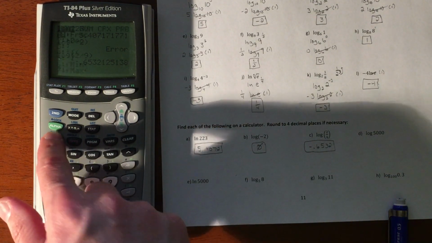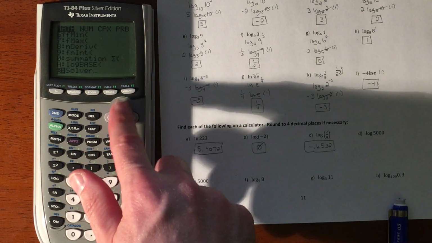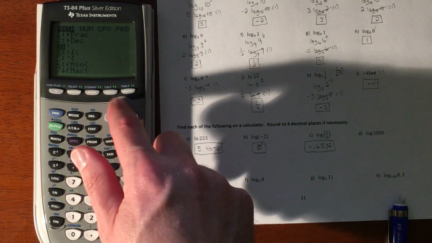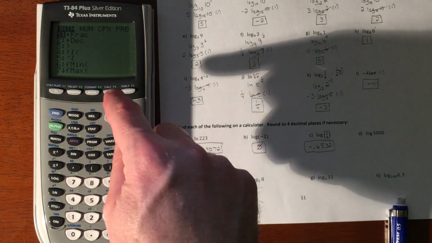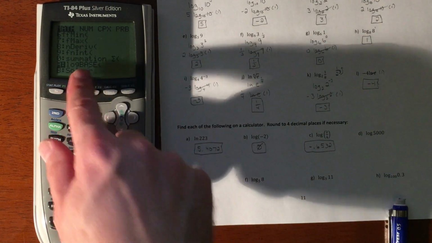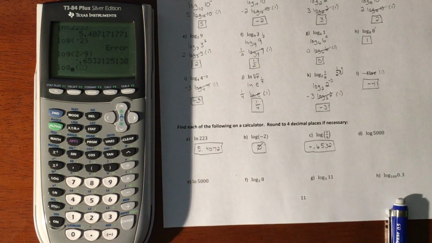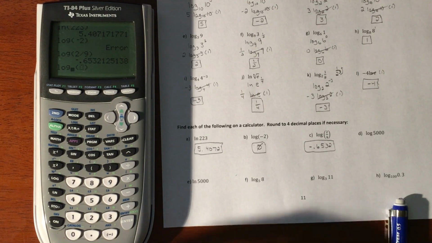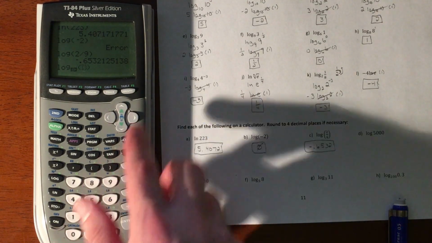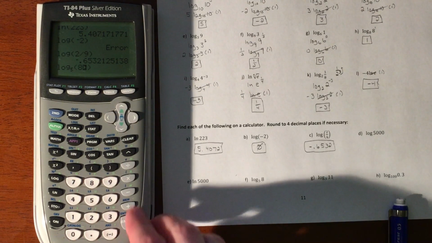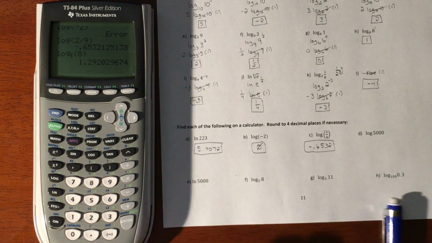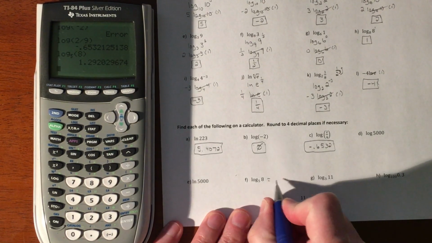So if you press your math button, you can scroll down, it's towards the bottom of the list, so you can scroll up, and then it's called log base. And you can type in any base you want. So you can put in base 5, and then move your arrow to 8, and that is your answer. So let me show you another way to do that.